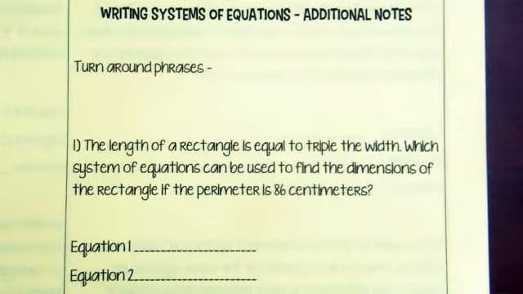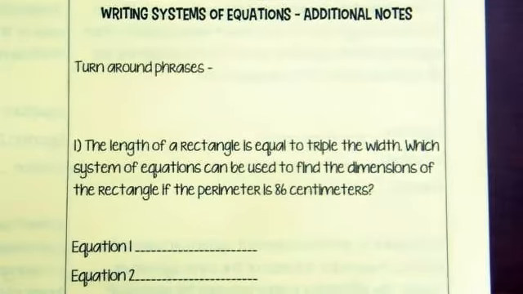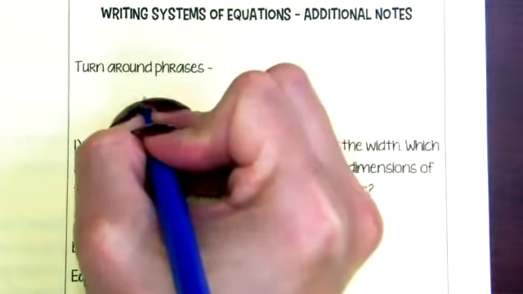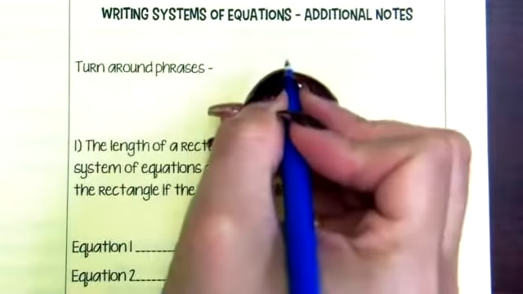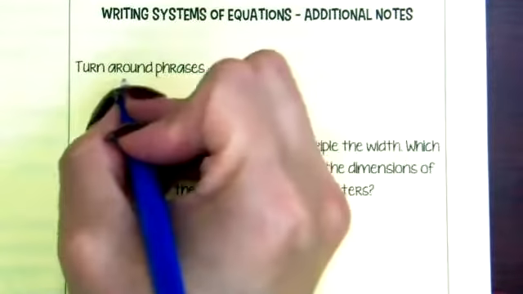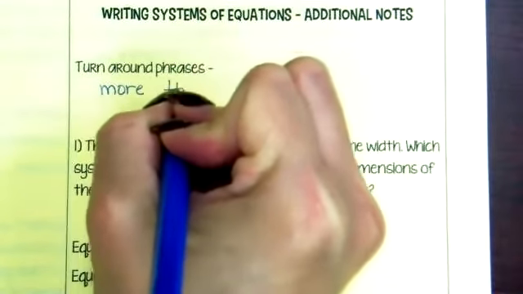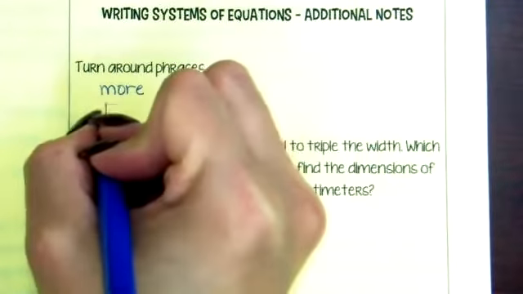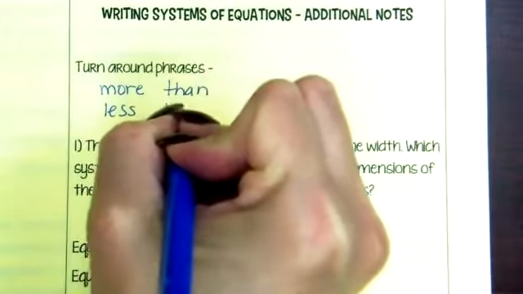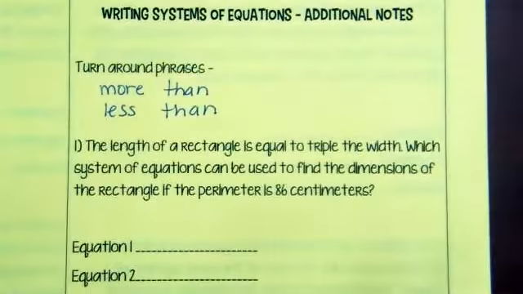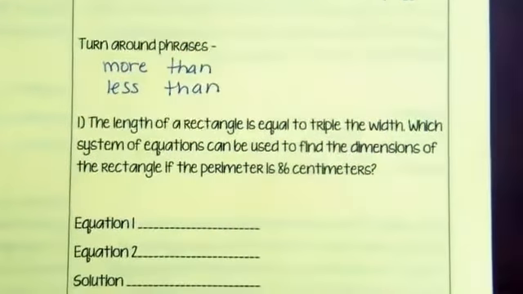Hi, you guys. We're going to be writing systems of equations with our yellow foldable, okay? Remember that the turnaround phrases mean that you have to turn around your numbers depending on what it says. So turnaround phrases: more than or less than, okay? So just have those in mind.